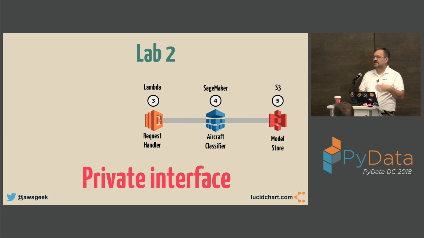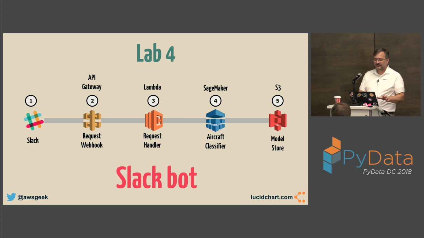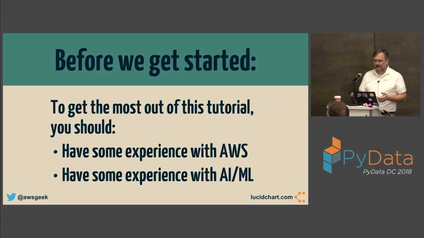The second lab is building this private interface. We'll set up a Lambda function that allows us to exercise the machine learning model created with SageMaker. Third, we'll set up a public interface using API Gateway and another Lambda function. And finally, we'll create a Slack bot that you can actually go into a Slack workspace and call out and say, hey, tell me what kind of aircraft this is.